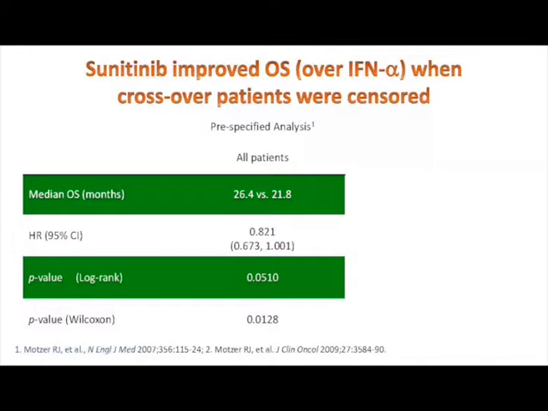What about overall survival? We perfectly know that the registrative trial of sunitinib didn't show a statistically significant overall survival benefit. But please keep in mind that that trial was not powered enough to answer an overall survival question because the primary endpoint of the study was progression-free survival. Nevertheless, when in an exploratory analysis the patients who crossed over from interferon to sunitinib were censored, then an overall survival benefit was observed, and it was statistically significant, showing that at the end of the day, we can also improve overall survival with this drug. That is, at the end of the day, the ultimate goal of every cancer treatment.